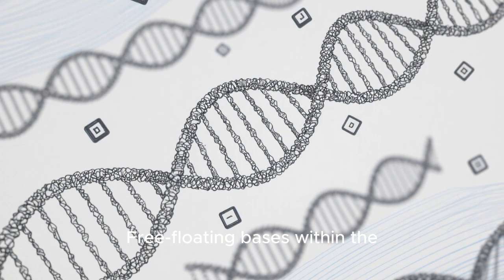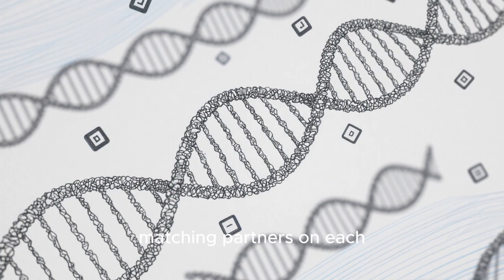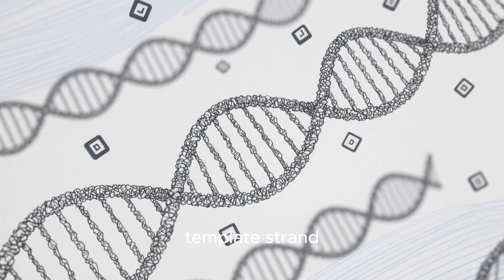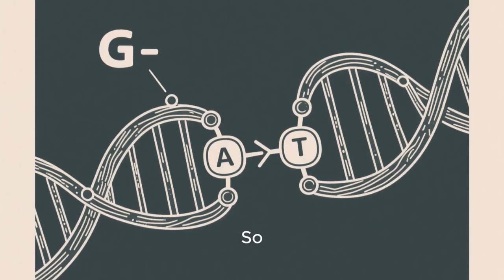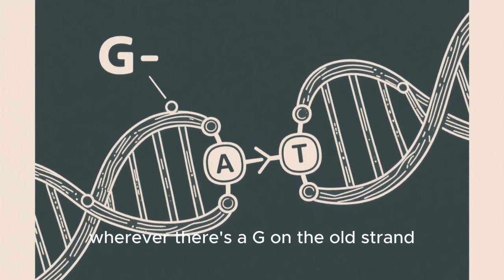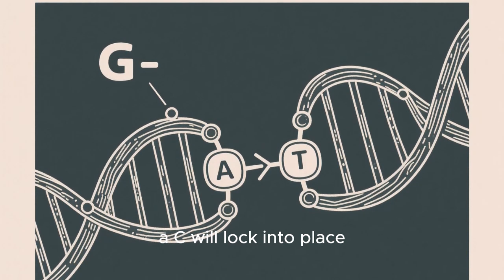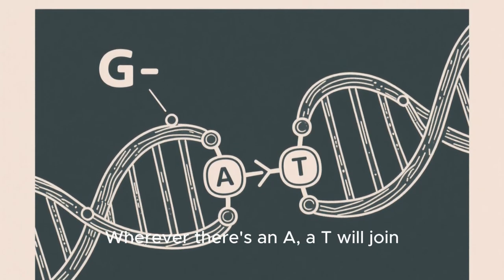Free-floating bases within the nucleus find their matching partners on each template strand. Remember the rule: A pairs with T, and G pairs with C, so wherever there's a G on the old strand, a C will lock into place. Wherever there's an A, T will join.